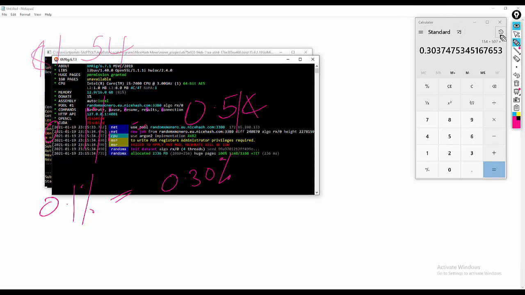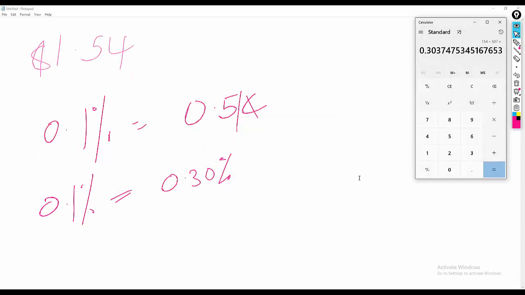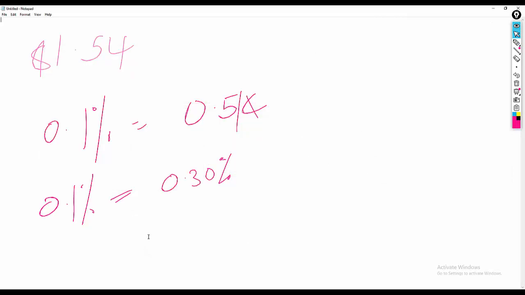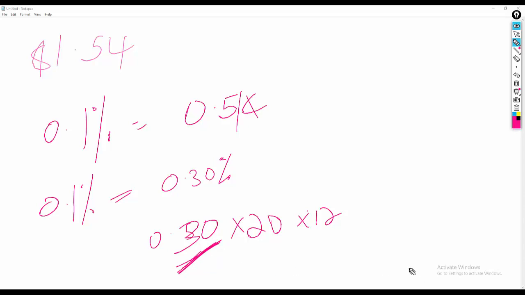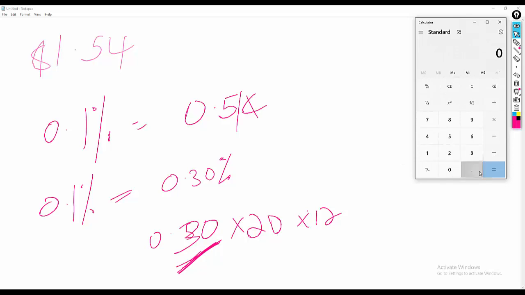Now let's try something here. Let's say we made 30 cents per day, multiplied by 20 days. Let's assume that we are getting 0.3 every day, multiplied by 20 days, multiplied by 12. How much will that give us? Because now this is more than our initial plan. Let me pull out our calculator: 30 cents, multiplied by 20, multiplied by 12. We're going to have a 72% return on investment.